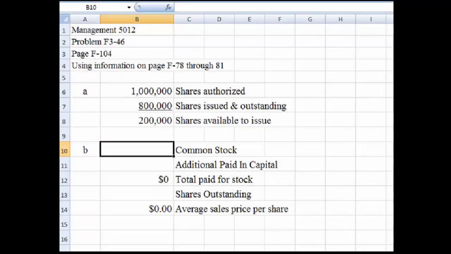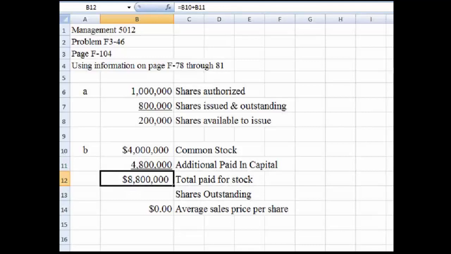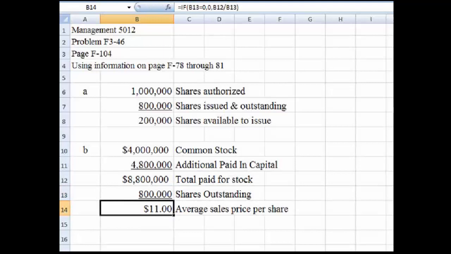So B says, when the corporation sold its stock, what was the average selling price per share? Now, if you go back to pages 78 through 81, you'll see that the way that stock sales are handled is the par value goes to common stock, and anything additional goes to additional paid-in capital. So by looking at the stockholders' equity section, you see $4 million in common stock and $4,800,000 in additional paid-in capital. So the total paid for the stock was $8,800,000, and that was for 800,000 shares. So you divide the 800,000 into the 8,800,000, and you get $11 average price per share.